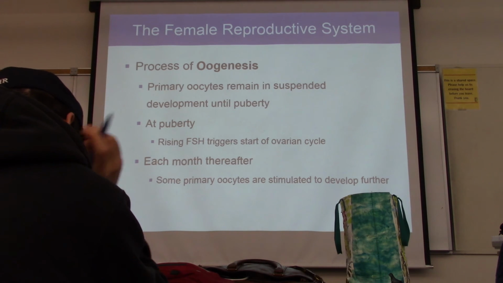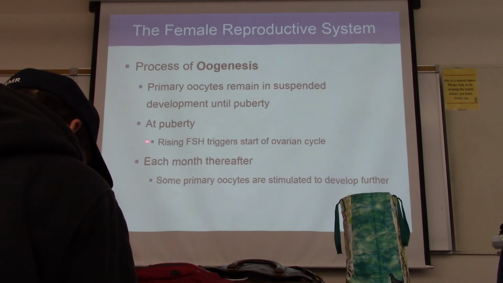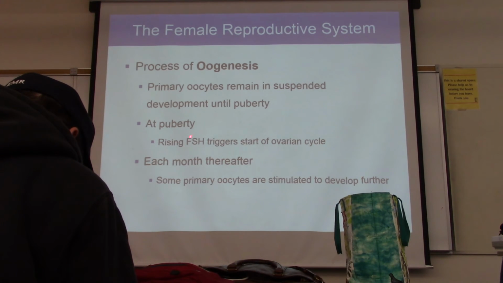The primary oocytes remain suspended until puberty, and then at puberty, because of rising FSH, follicle stimulating hormone. Where does that come from? Pituitary gland, right?